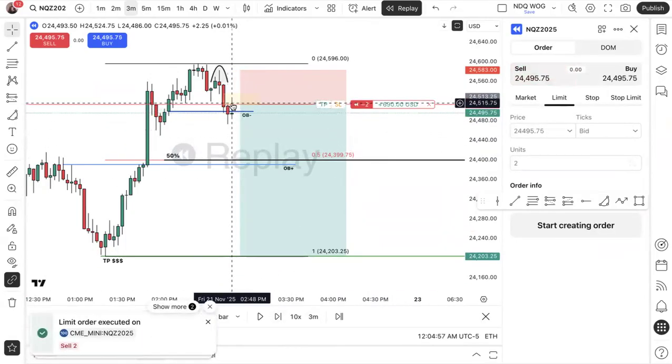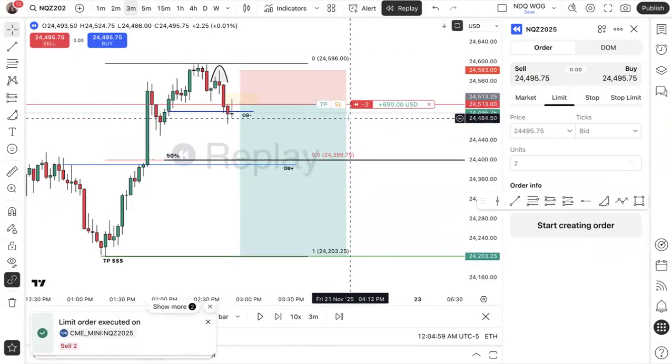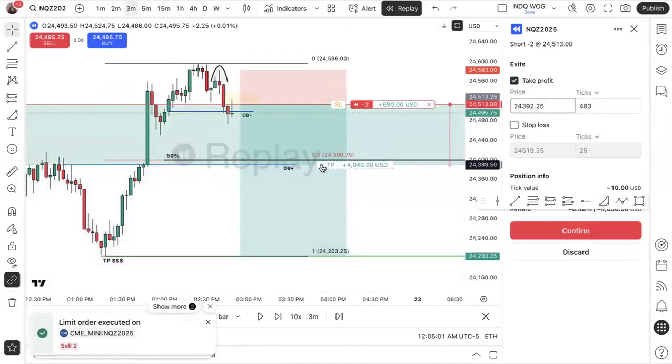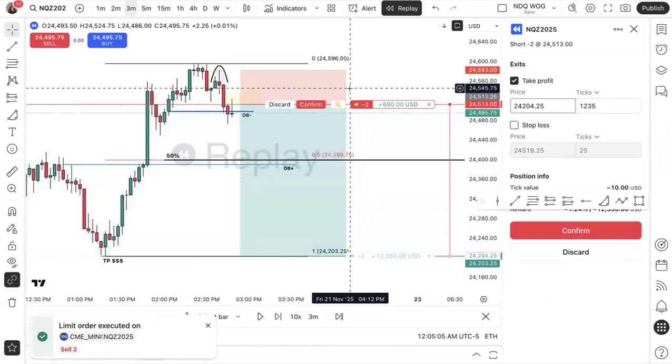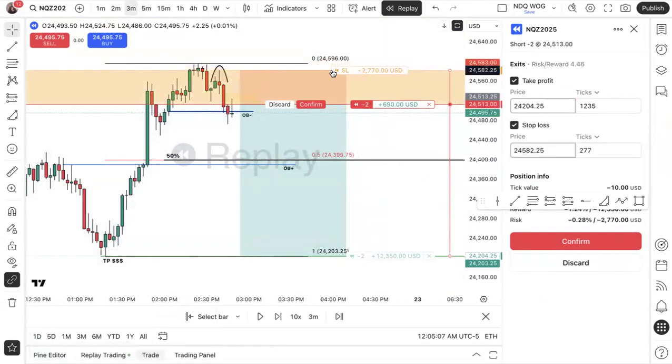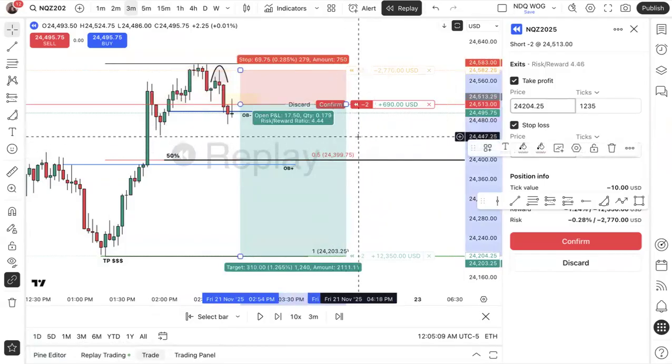Look how price respects this. Now on the 15 minute, take profit again. Pay yourself on the way down. This is what you're aiming for. You are aiming for this, but take profit. Look how it gives you a beautiful 4-to-1 setup.